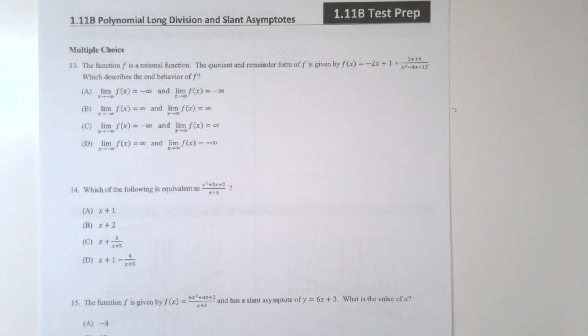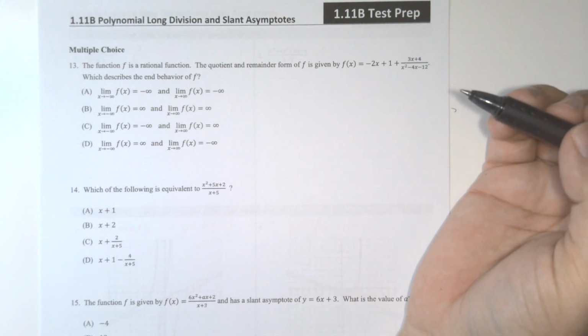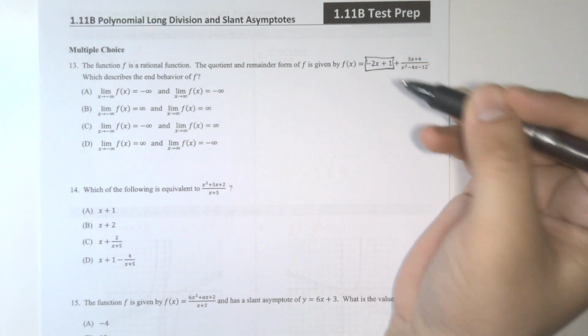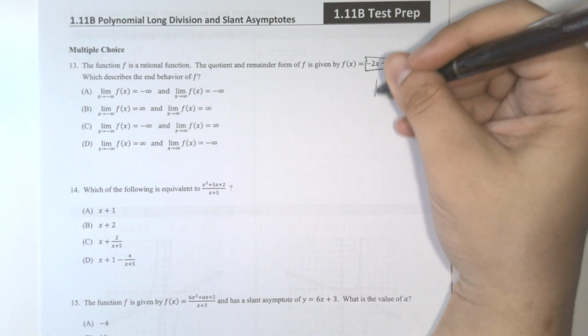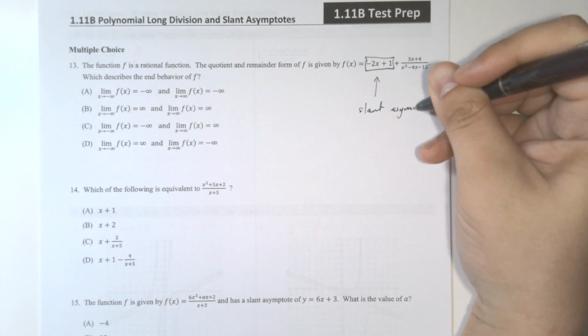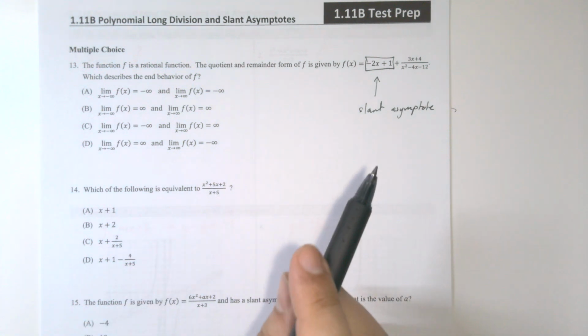So the function f is a rational function. The quotient and remainder form of f is given by blah, blah, blah, which describes the end behavior of f. Well, just like this last part, when we were finding the end behavior, remember, the end behavior is basically determined by whatever our slant asymptote is going to be. This right here is our slant asymptote. So if we know what this function looks like, then we know what our end behavior looks like.